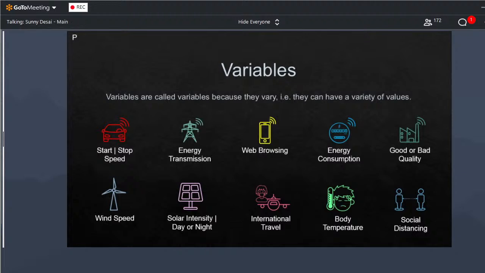So variables are called variables because they vary. That is, they can have a variety of values. A variable is something which varies over a period of time. It does not remain constant. That is first. Second, it helps you to get characteristics of the data or the problem statement that you are working on, and that is how we define a variable. First, it should vary, and second, a variable is a trait or a factor, which can be in any form, that helps you to understand more about the data. That is what we call a variable.